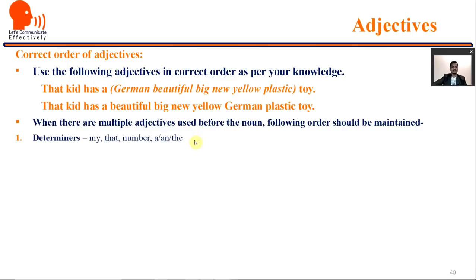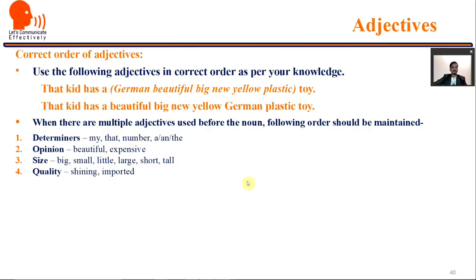First, determiners should come: my, his, her, that, or any number, or a and the. That's why a has come first here. Then opinion, beautiful or expensive. That's why it is beautiful. Size: big, small, little, large, short, or tall. So it is big here. Fourth should come quality, shining or imported. Next should come shape, round or oval. Next should come age: new, old or young. So here has come new.